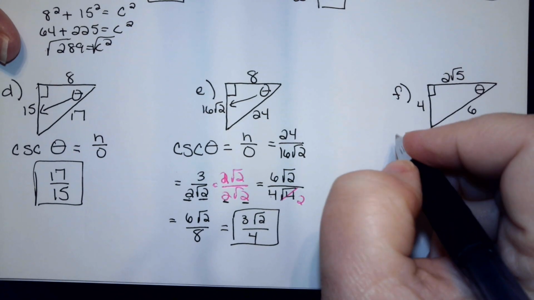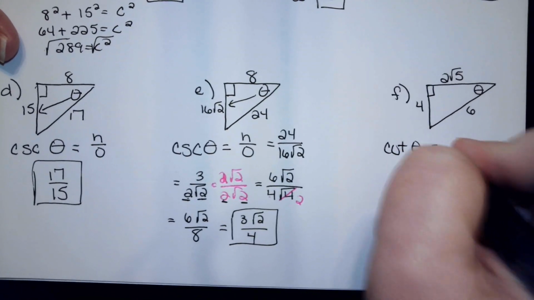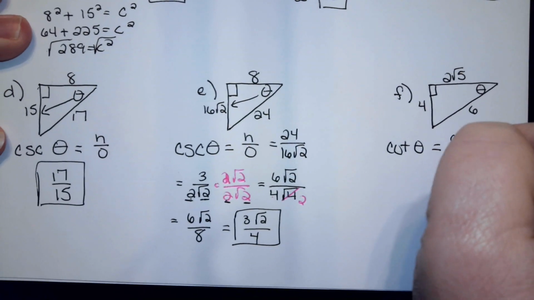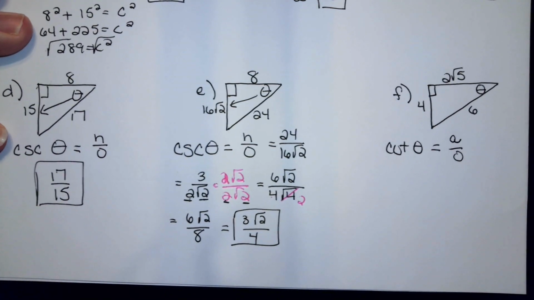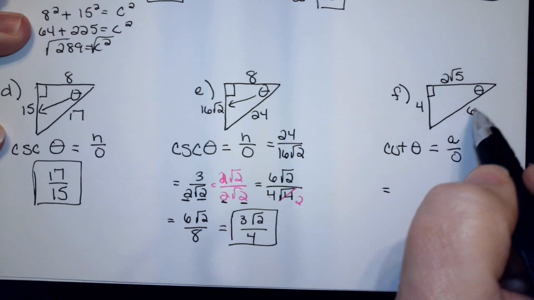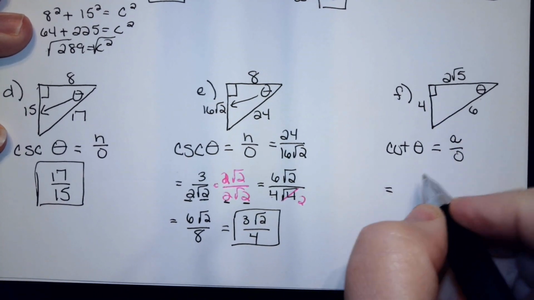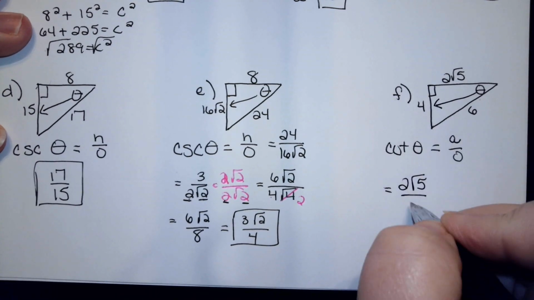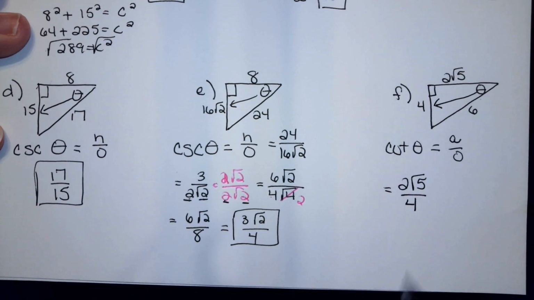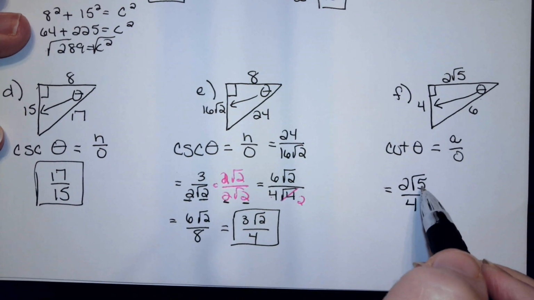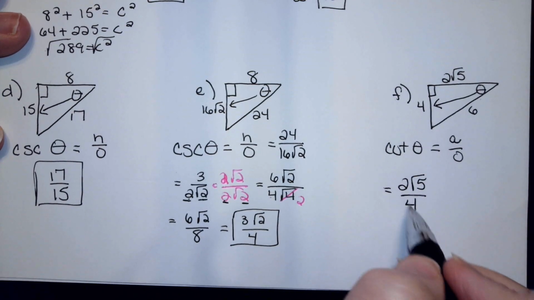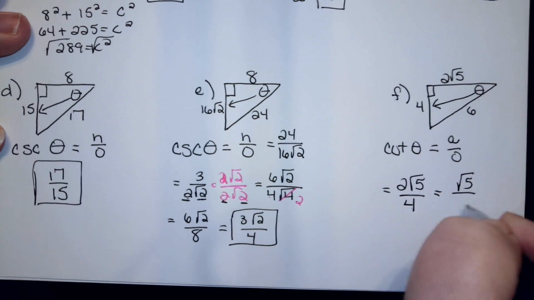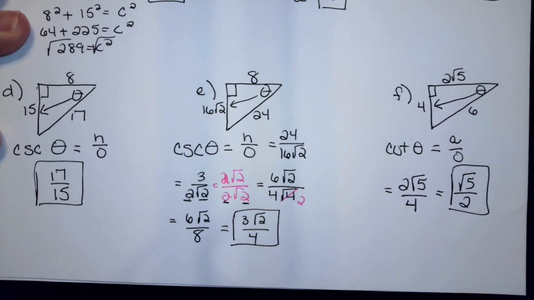All right, for F, let's say they asked us to find the cotangent of theta. Cotangent is the adjacent over the opposite. So the adjacent, this side is the hypotenuse, this side is the adjacent. So we get 2 times the square root of 5. The opposite, directly across from your angle, is 4. We don't have to rationalize because the radical is in the numerator, and it's okay to have it there. But I do need to simplify 2 over 4. 2 goes into 2 one time, 2 into 4 is 2. So we get the square root of 5 over 2.